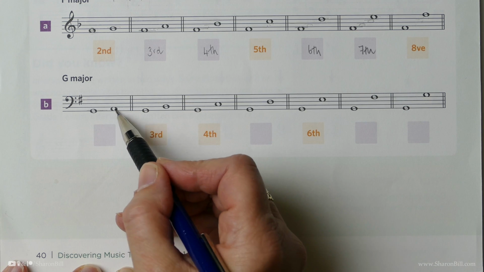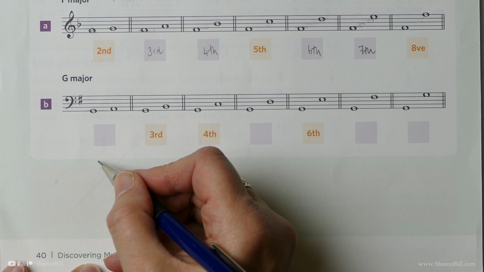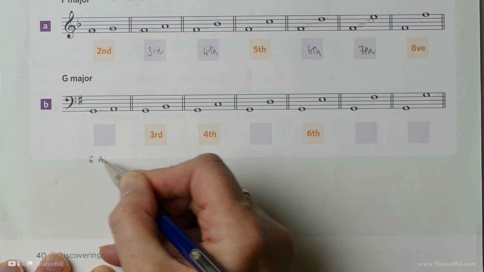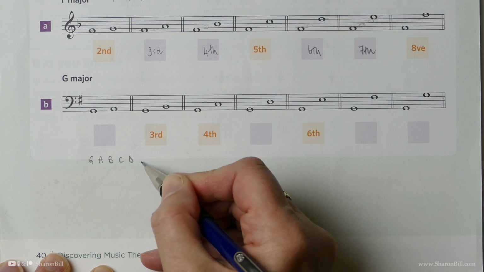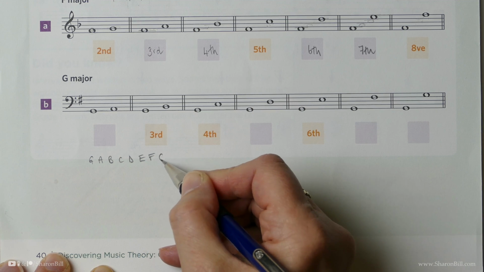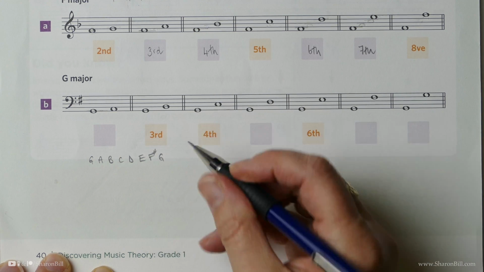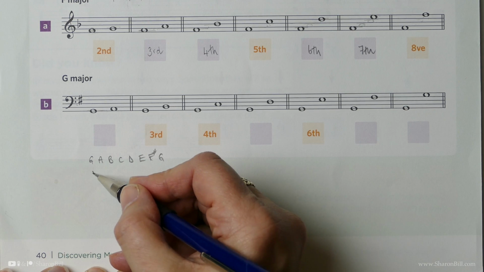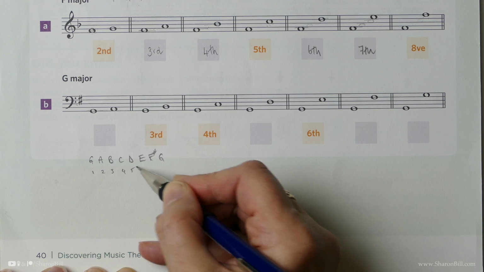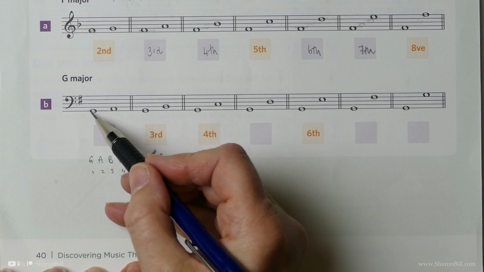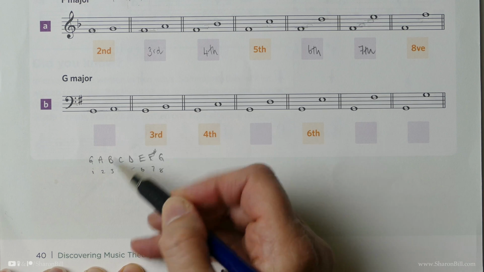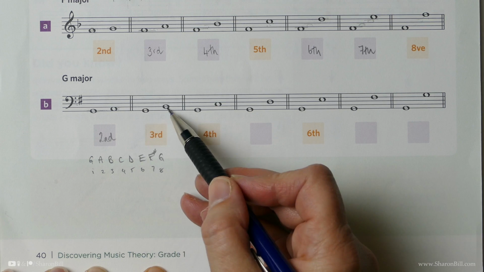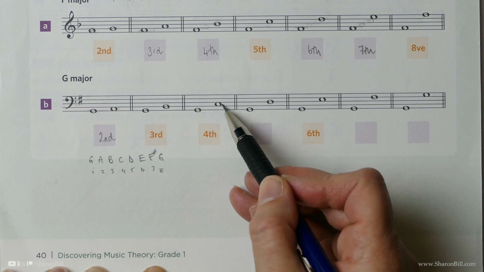So we have 1, 2, and again if I just write out G, A, B, C, D, E, F, G. Of course it's F sharp, that would be the major scale pattern. Your key signature takes care of that. And then we've got steps 1, 2, 3, 4, 5, 6, 7, 8. So we have G as 1, next door note is A, that's a second. And then we can tell we're just stepping up second, third, fourth.